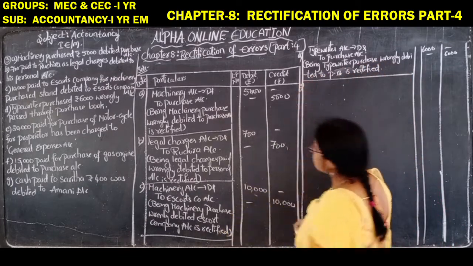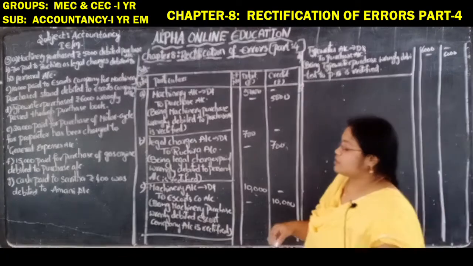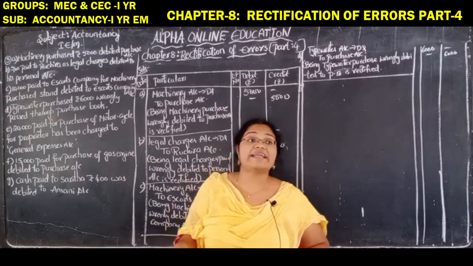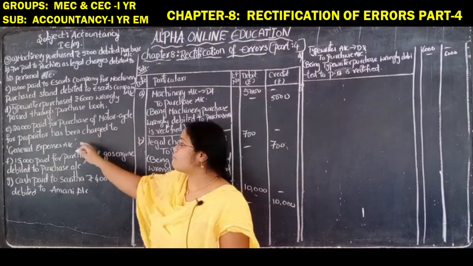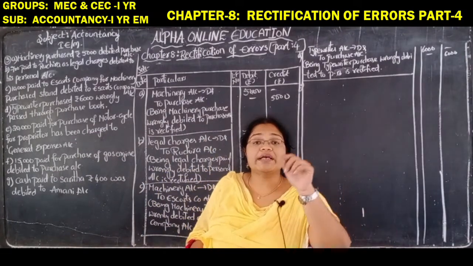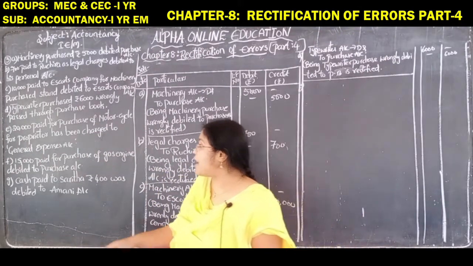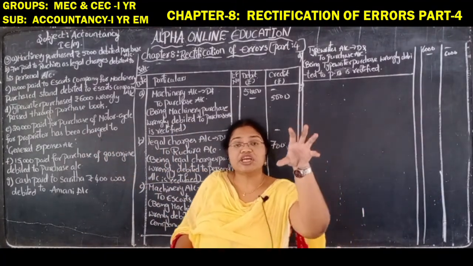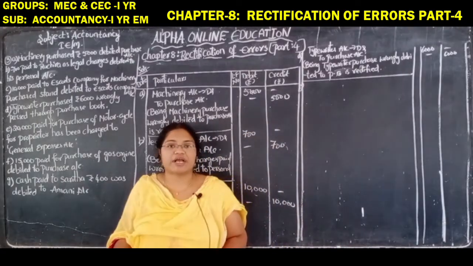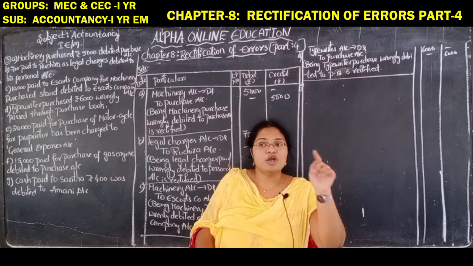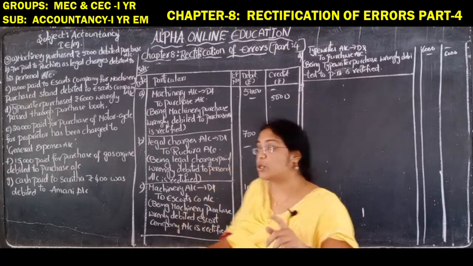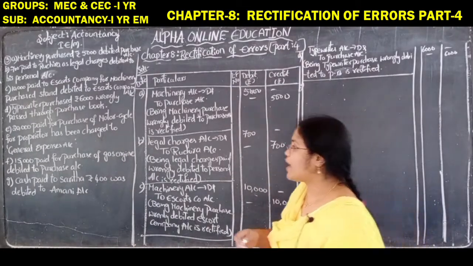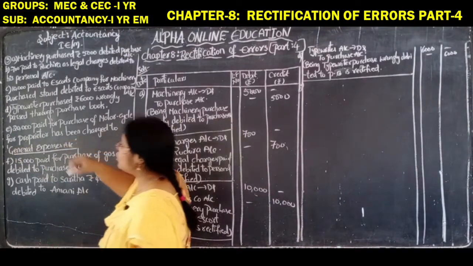Now E. Let us see E. 20,000 rupees paid for the purchase of motorcycle for the proprietor. They have purchased the motorcycle for the proprietor, means drawings account debit to cash account, but they have charged it to general expenses, means they have written general expenses account debit to cash account. But actually the entry is drawings account debit to cash account. So now we will do the rectification by crediting the general expenses.